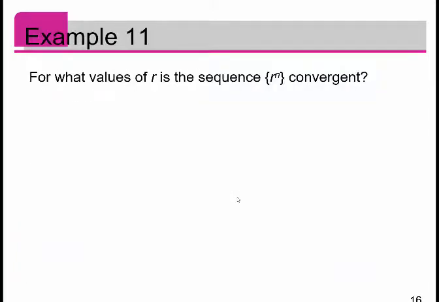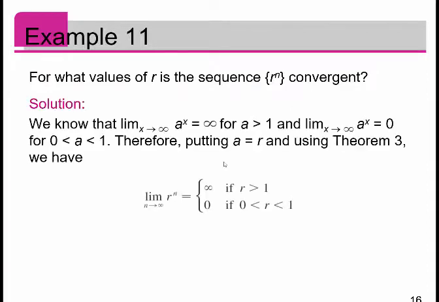All right, so let's work another example. For what values of r is the sequence r to the nth power convergent, so that it converges to some value? We know that the limit as x goes to infinity of a to the x is equal to infinity when a is greater than 1, and the limit as x goes to infinity of a to the x is equal to 0 when a is between 0 and 1.